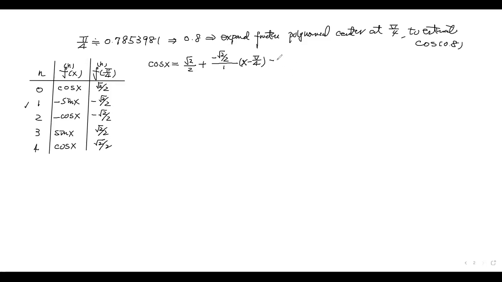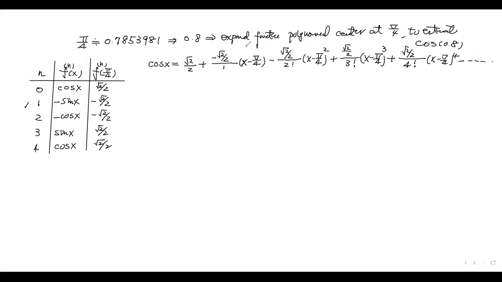Then the next one is minus square root of 2 over 2, then you have 2 factorial, right? Then you have (x minus pi over 4) squared. Now this one here, you have a plus 3 factorial. All right, so this one is square root of 2 over 2, then this is (x minus pi over 4) to the third power. Then plus here, right? Be careful, here's plus. So it's square root of 2 over 2 to the fourth factorial, (x minus pi over 4) to the fourth, dot, dot, dot.